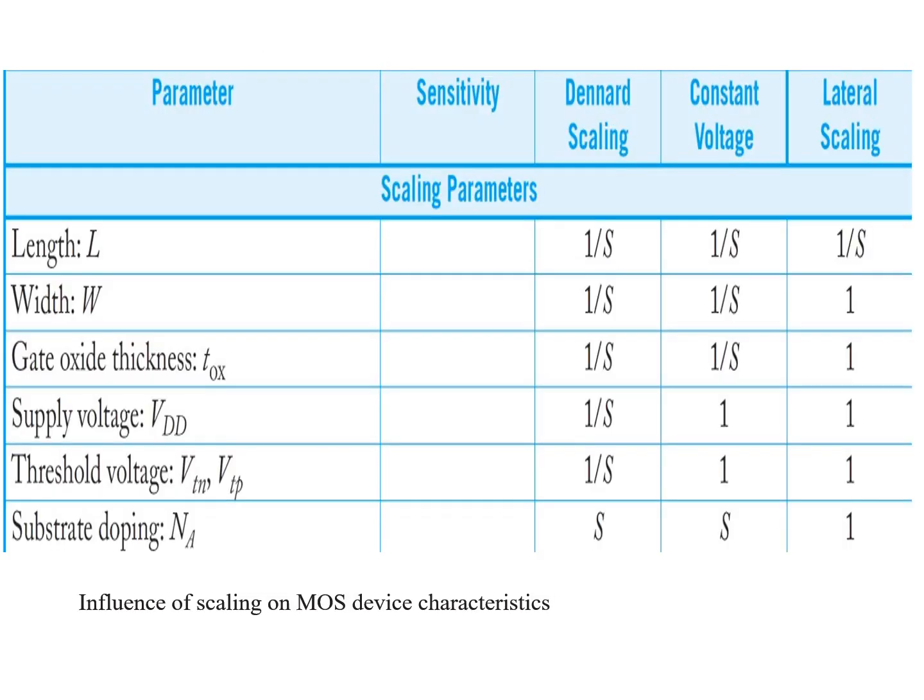Here we are given the parameters which are scaled for the different scaling methods: Dennard scaling, constant voltage as well as lateral scaling methods. The length L is scaled by a factor 1 by S for all three types of scaling methods. In the same way, width is scaled by a factor 1 by S for Dennard scaling and constant voltage scaling, whereas it is kept as such for lateral scaling.